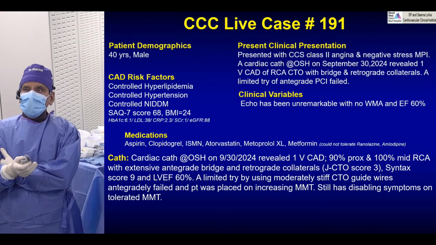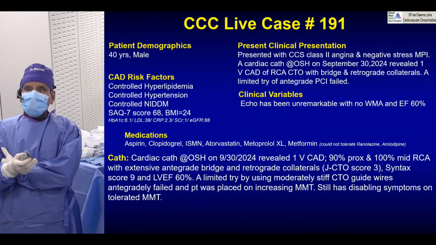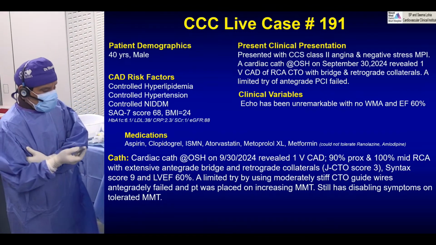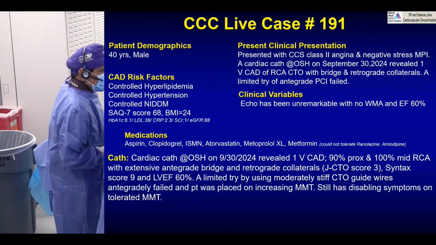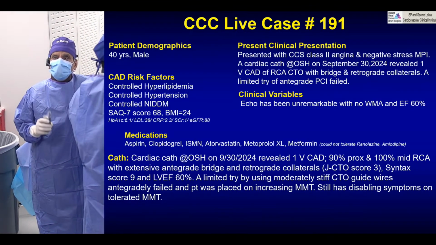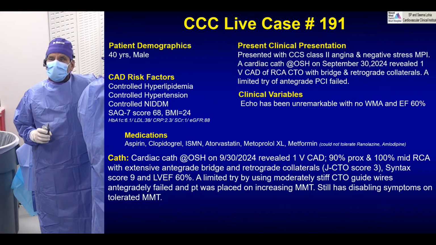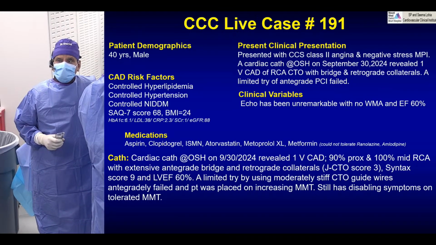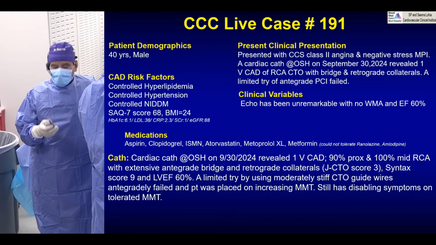Now, as we said, case number 191, a young person, 40-year-old. He had angina last year, had a negative stress test, but because of angina, they did a cath, and the RCA was total. They did try to open a little bit, but antegrade, because of bridge collateral, left it. Good LV function, and the rest of the factors on the left side, as you can see, very well controlled. Good medical therapy, they keep adding. The things which he did not tolerate were amlodipine and ranolazine, which are part of the medical therapy.